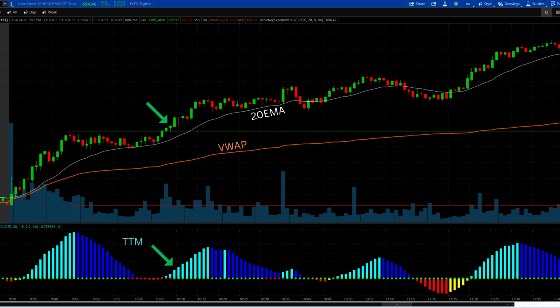The entry. Buy a break of the opening range high, ORH, or short a break of the opening range low, ORL. The confirmation. Look for a bull flag or bear flag just outside the range boundary on a lower time frame, like the 2-minute, to refine your entry and tighten the stop.